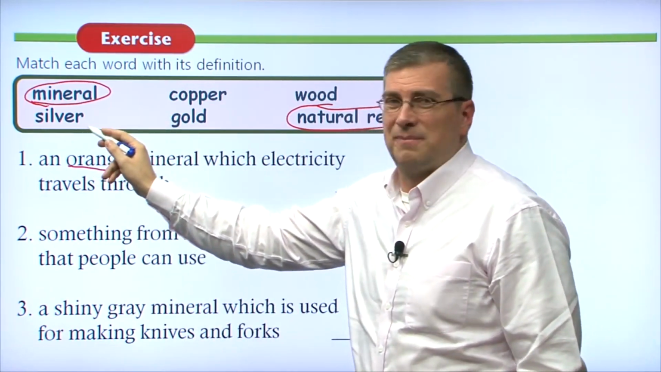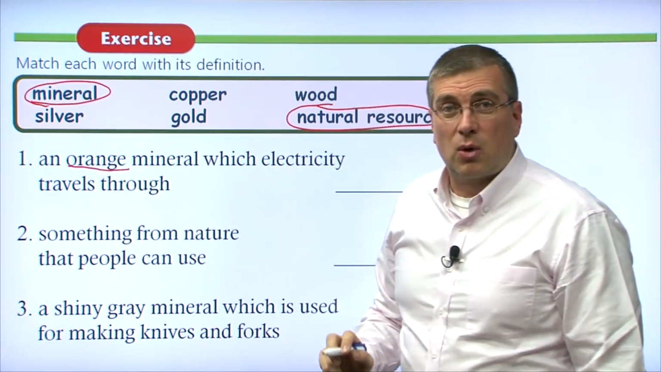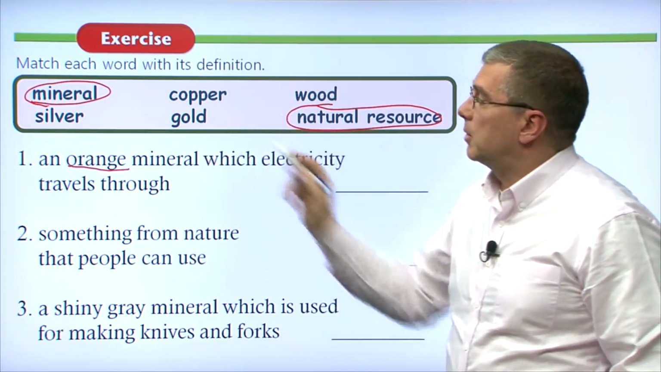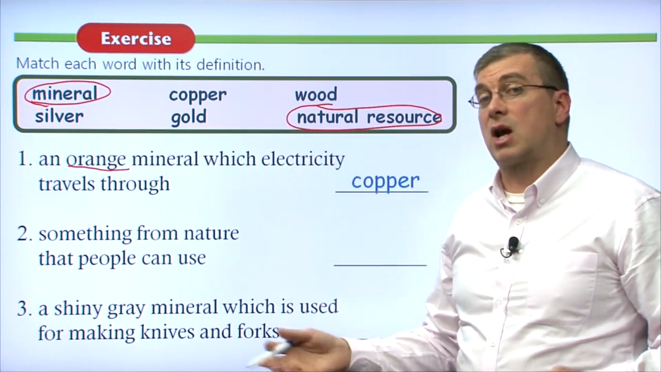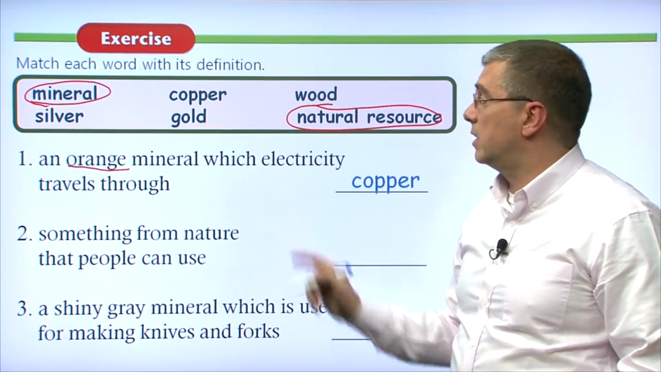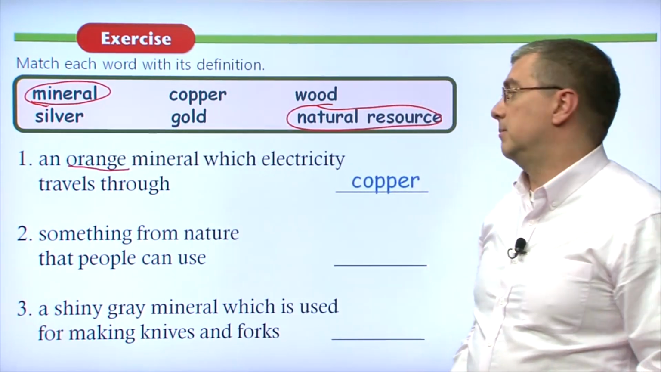Is silver orange? No. Is gold orange? No, it's yellow. Is copper orange? Yes, copper is orange. So copper is the only one that fits with that definition. That is their answer there because of the color. But it's interesting to note that electricity will pass through all of those three minerals.